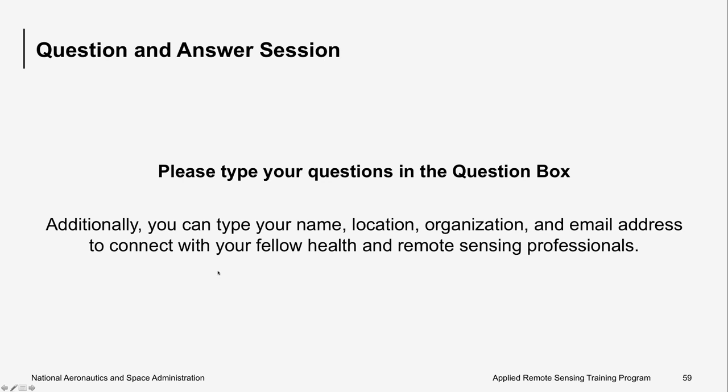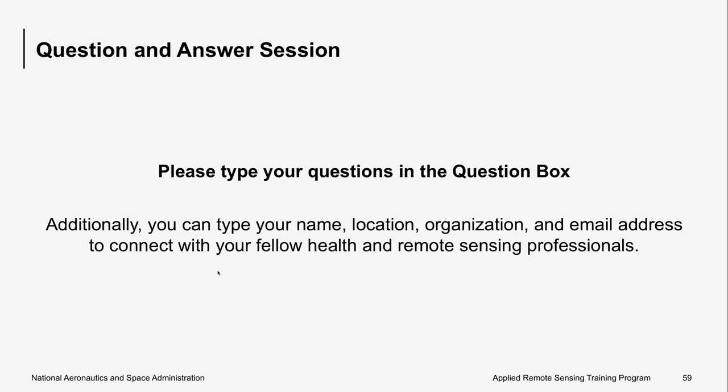Okay, so here's a question. Is SUOMI NPP data free? And the answer to that is yes. That's a joint mission between NASA and the Japanese Space Agency, and all data that is generated by NASA is free.